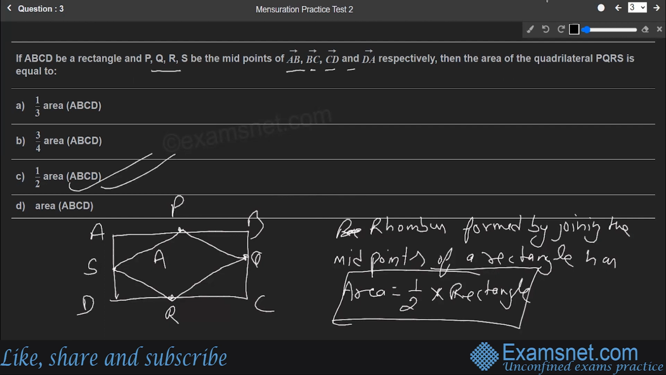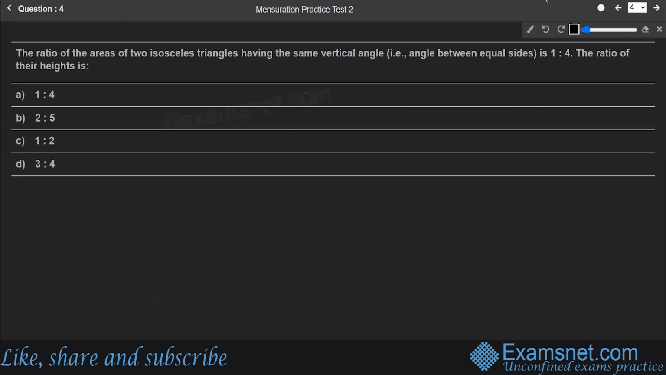in option number C. Now, the ratio of areas of two isosceles triangles having the same vertical angle, that is angle between equal side, is 1:4. The ratio of their heights is, let's create two isosceles triangle.